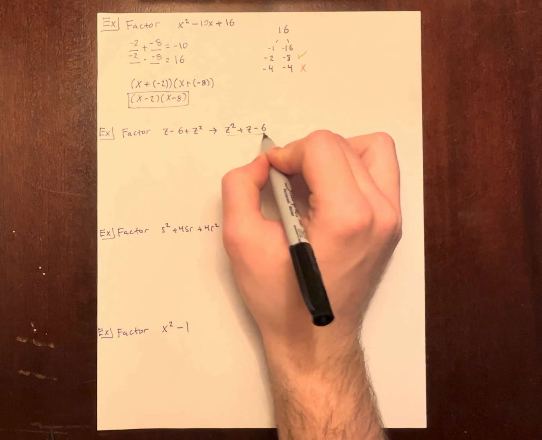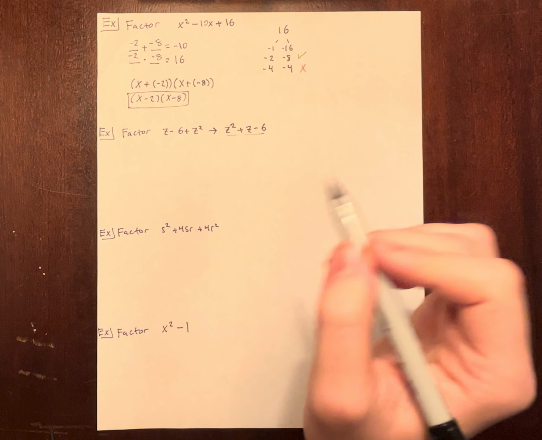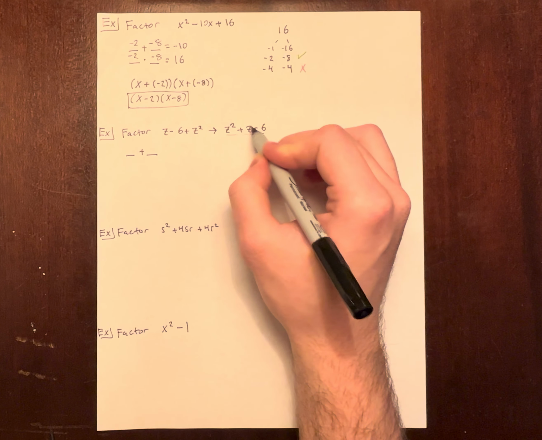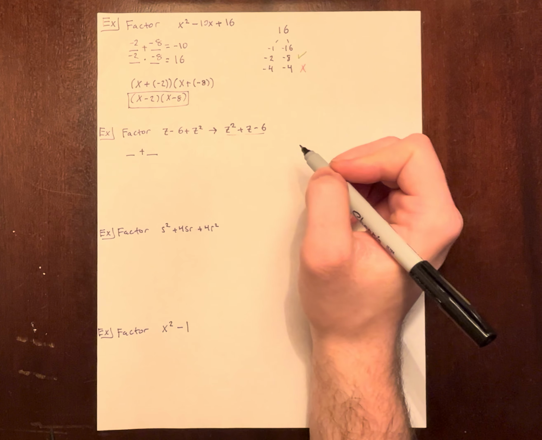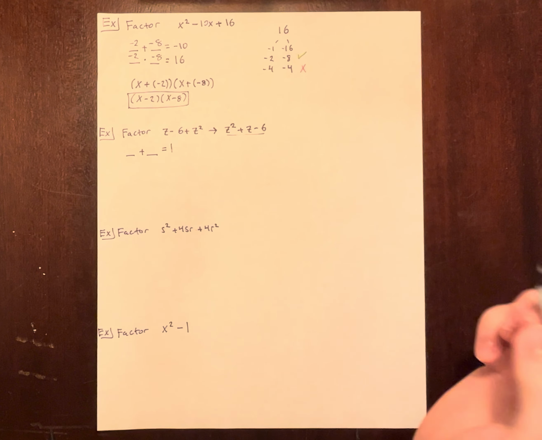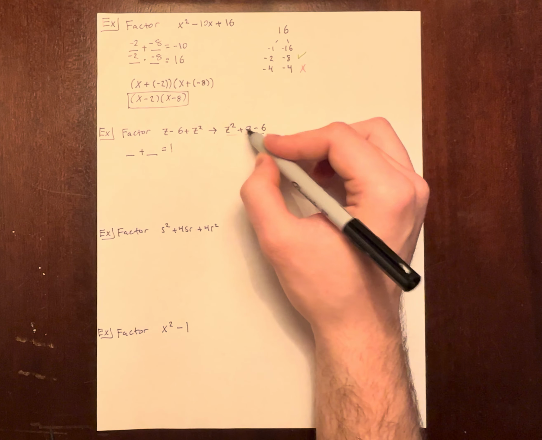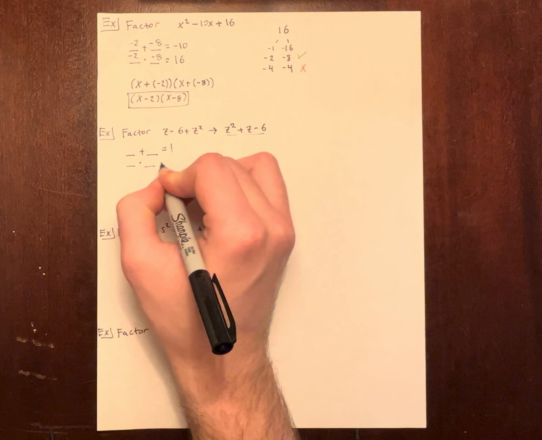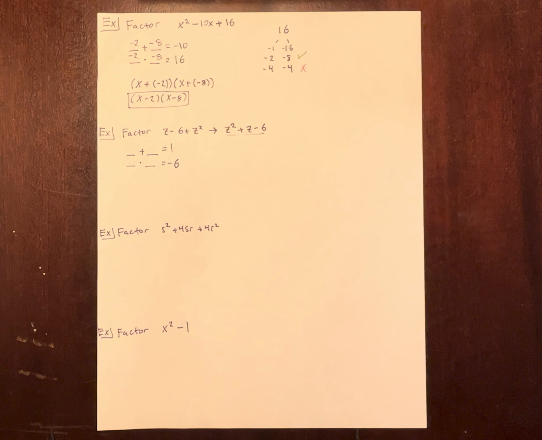So now we're factoring this. So we want two numbers that will add to the coefficient of the z term, or the power of 1 term. And there's a 1 right here, so we want two numbers that will add to 1, because if you just have a variable, that means there's a 1 there, so the 1 of the variable. We also want those same two numbers to multiply to negative 6.